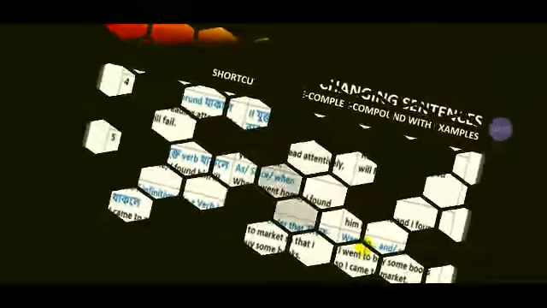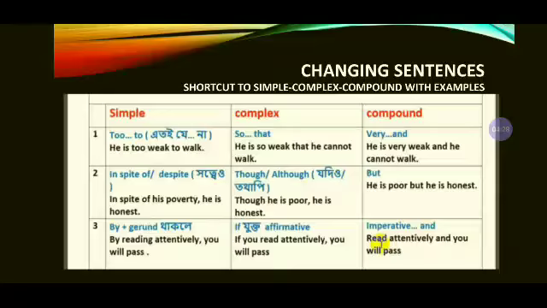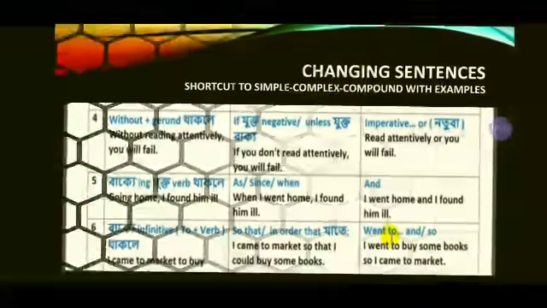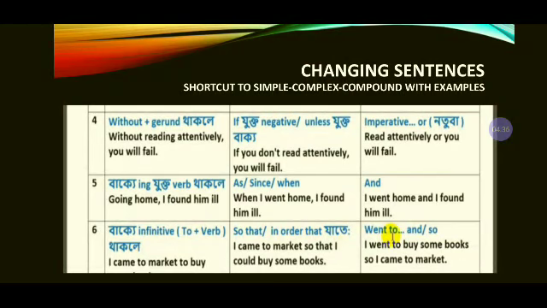Number 5, ing. If it is in the ing form, starting with the present participle, an ing connected phrase, going home, I found him ill. As, since, or when in the complex: when I went home I found him ill. In the compound you use and as the connector to connect the two clauses here. I went home and I found him ill.